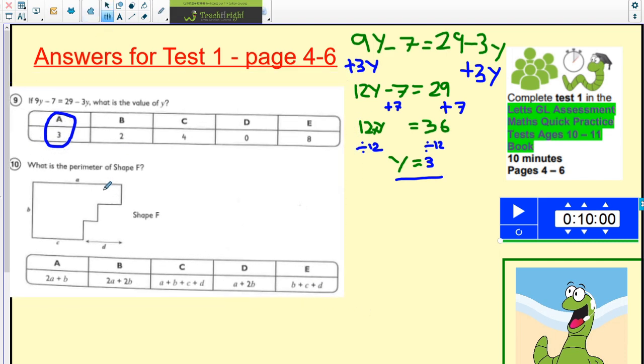So, what is the perimeter of shape F? The perimeter fence is the fence that goes outside. So all of your schools will have a perimeter fence. It's the thing that goes around the outside. So perimeter is the outside. So what we have to do, first off, is label all of our sides. So we've got A, B, and C, but I'm still missing all of these.